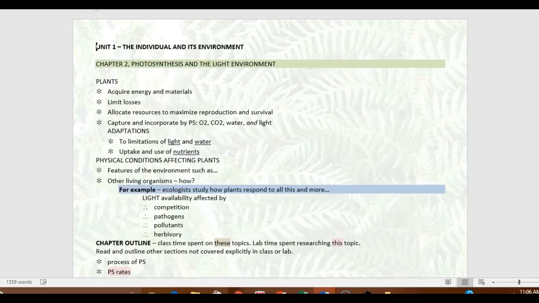Alrighty, so in Unit 1, which we're looking at literally the individual and its environment, we're going to be talking about photosynthesis in the light environment. And generally speaking, I don't have an automatic thing here, so I have to come over here and kind of thumb down here for you to see. This is posted in Moodle, so you can pull it up and take a look at it there. We have a chapter outline, and then we get into looking at some of the information.